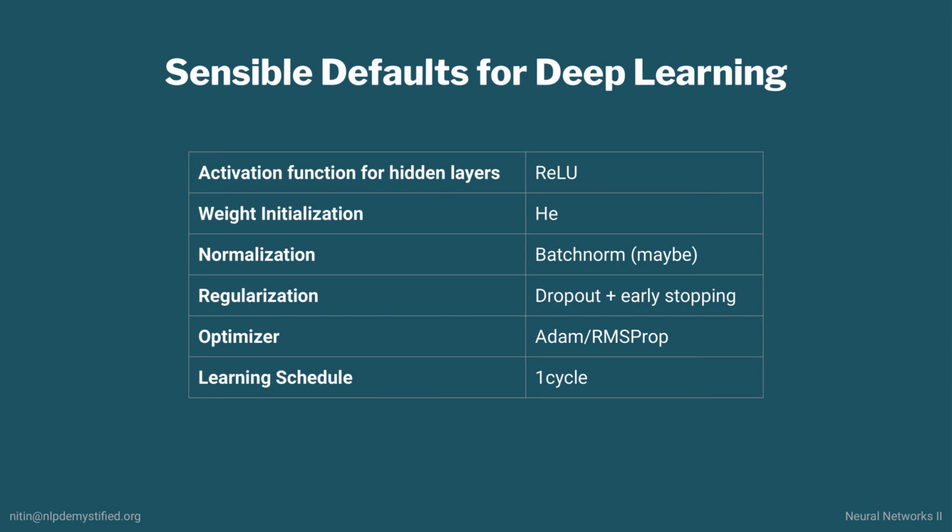Alright, so that concludes our 2-part deep dive into neural networks. In the next module, we'll focus back on NLP and learn how to encode the meaning of words in our vectors.